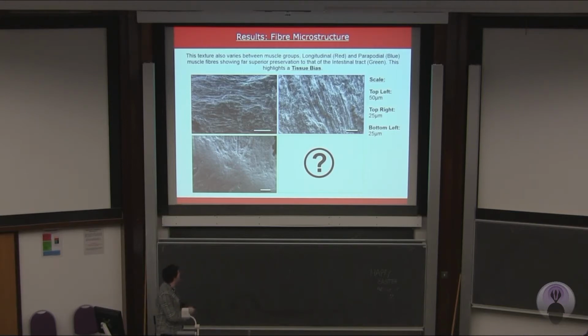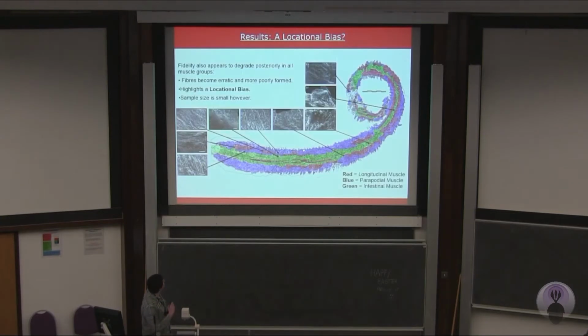Unfortunately for circular muscle tissue, highlighted green, we are as of yet unsure, though hopefully within the next few weeks we'll be able to answer exactly what the microtexture of this is like. So this also highlights another fossilization bias, which is a tissue bias. The fact that all these 3 tissues have different fidelity suggests that perhaps the histology of the tissues has a strong influence on how exactly fossilization takes place.